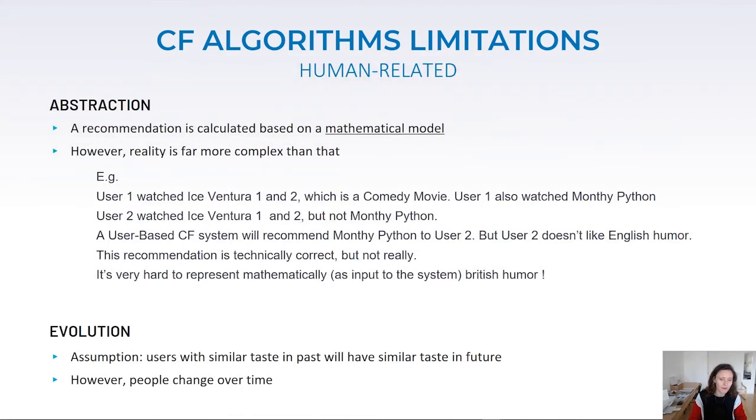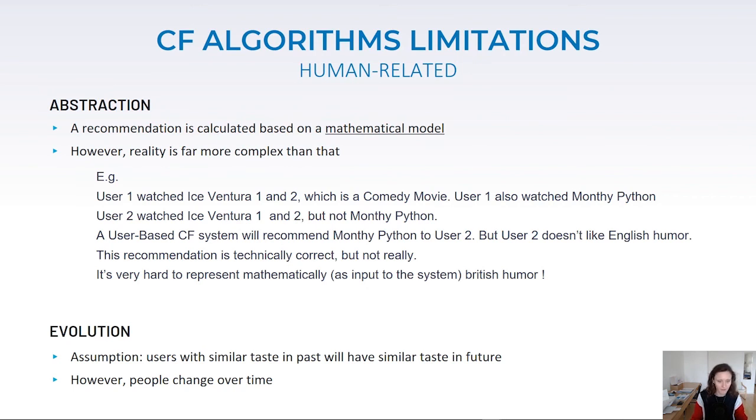We also have some human-related limitations. These are less technical but more at a cognitive level. So the first one is abstraction. The recommender system creates a mathematical model of the user and tries to predict what the user will like. The reality is more complex than that.